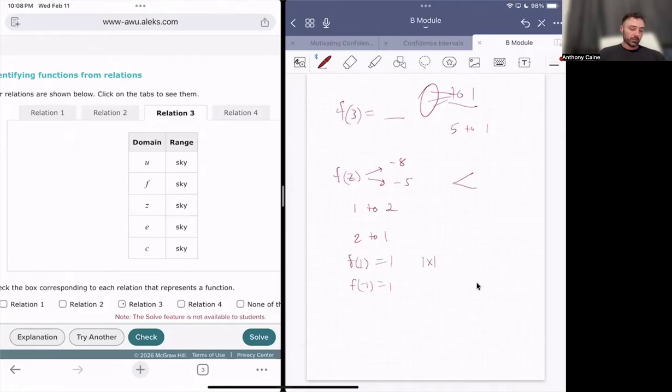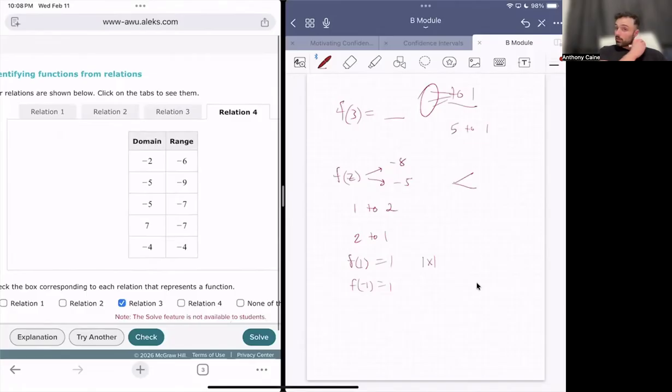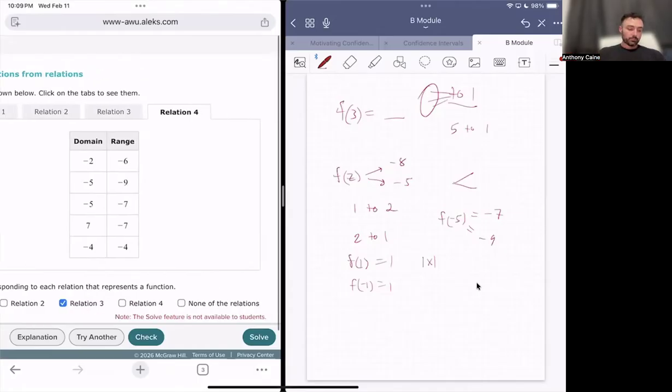So relation 3, that's a function. Relation 4, notice how -5 repeats itself on the input list, and it has two different outputs. So I don't know if f of -5 is going to equal -7 or if it's going to equal -9. That's not a function because I have that ambiguity. The same input gives me different outputs. So not a function.